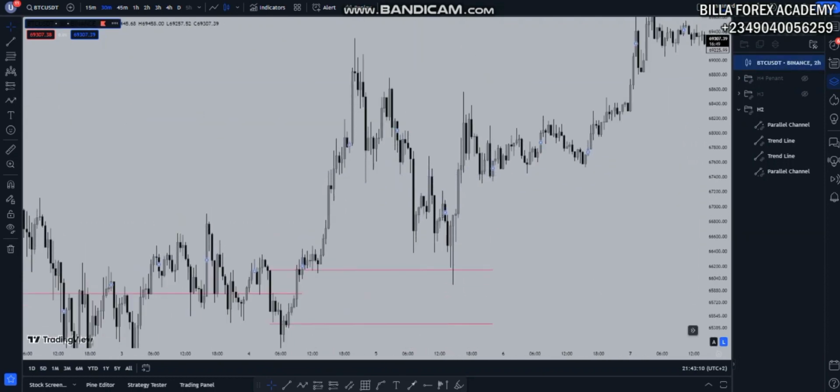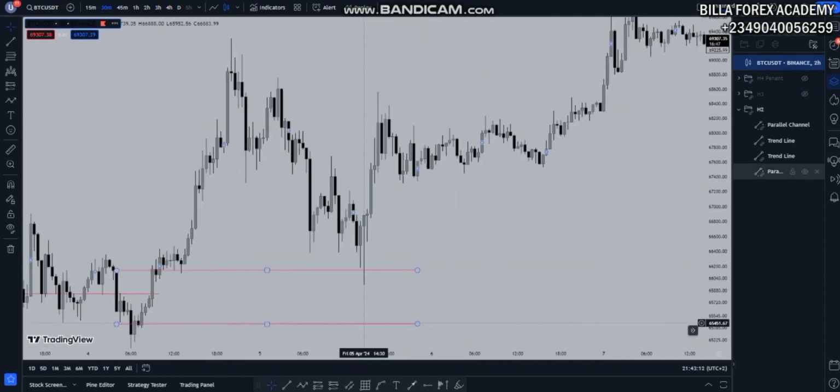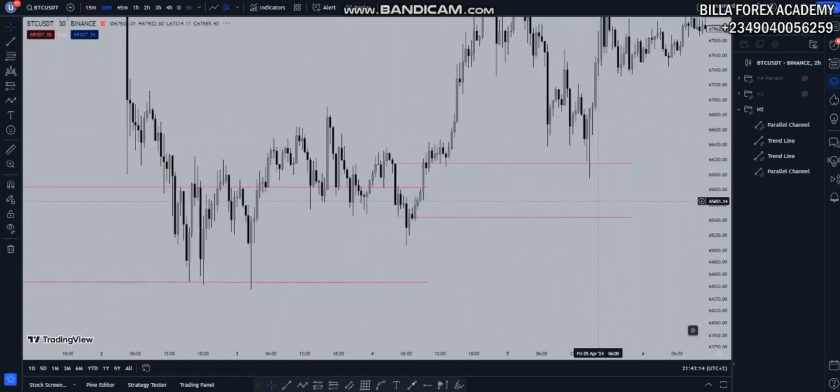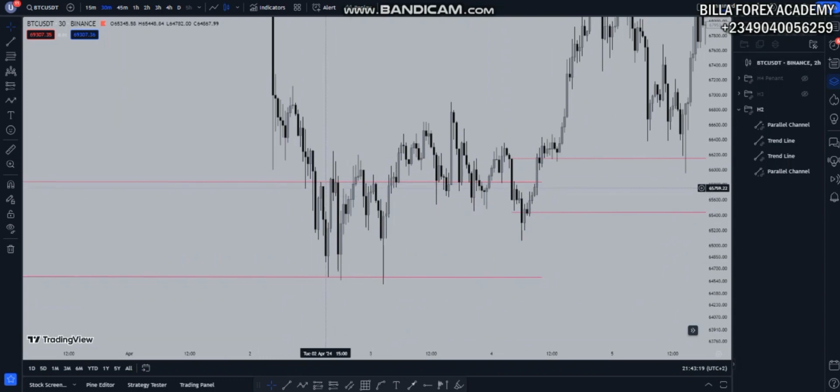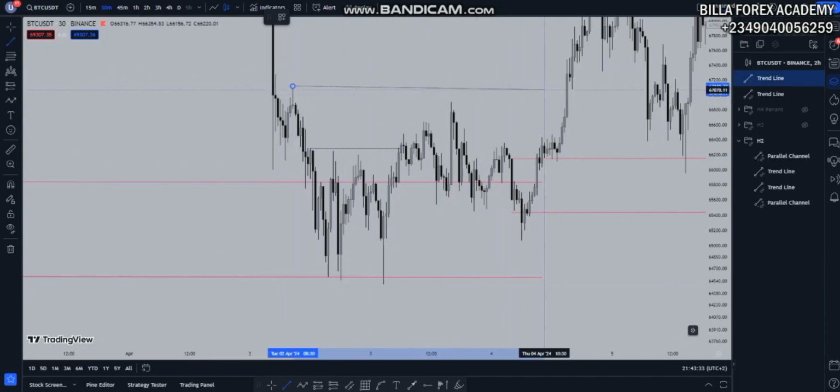So yeah, we're looking for our double break of structure. This was the main mitigation over here, the mitigation that happened on the higher time frame. After mitigation, price gave us our first break of structure, that was this one, and our second break of structure, that is this one. So yeah, this is what we're looking at.